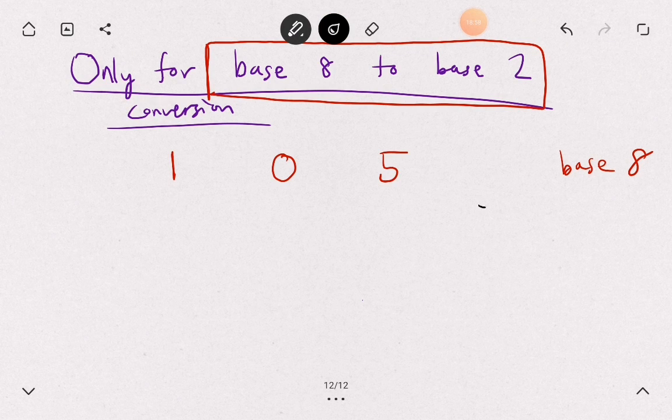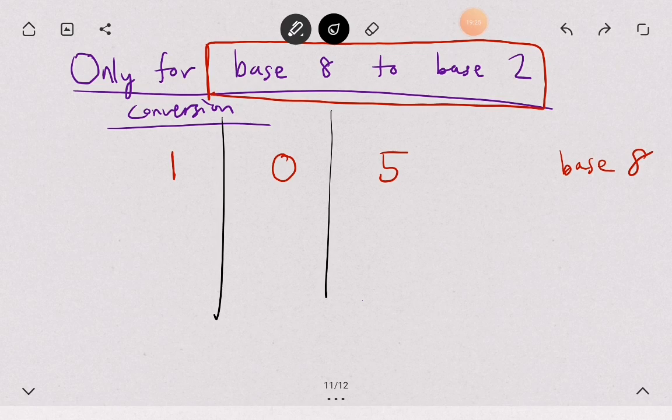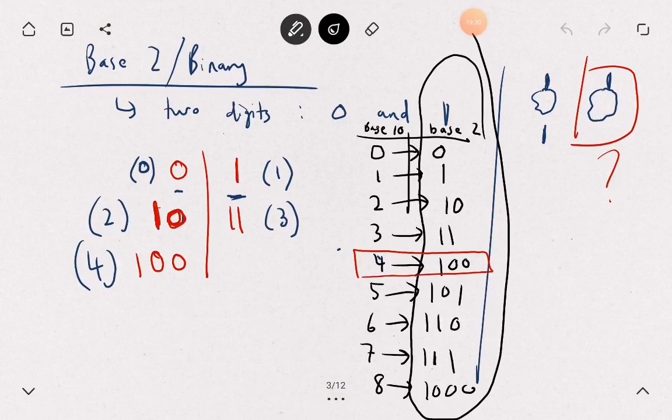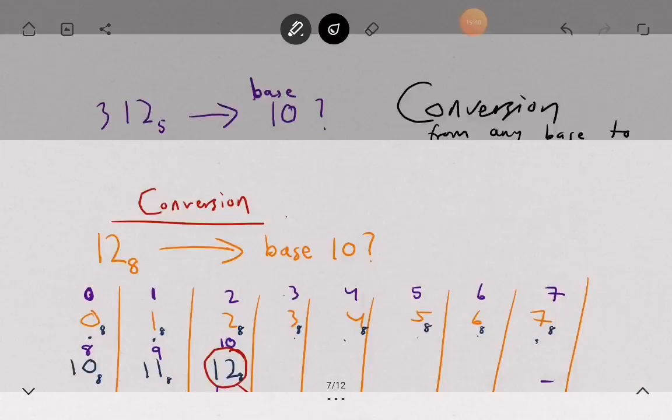Now what I need to do is I separate these digits. Now I convert each digit to the binary system. So what is 5 in the binary system? Well, you can always do the working. So what is 5 in the binary system? 5 is 101, right?